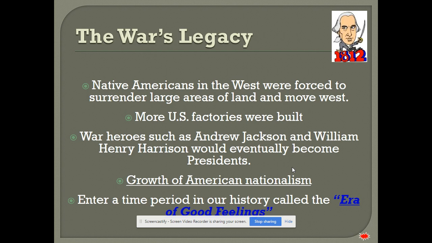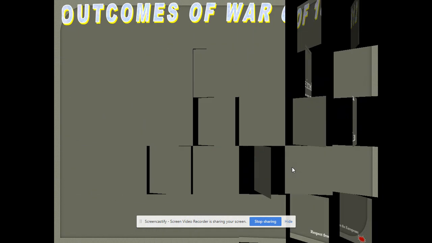And patriotism is rock and rolling, and we have a new era called the Era of Good Feelings, because there's not a whole lot of conflict, at least on paper. Now, there will be some conflict dealing with the issue of slavery. So that will conclude this lecture, and we will start talking about the Era of Good Feelings in the next recorded lecture.